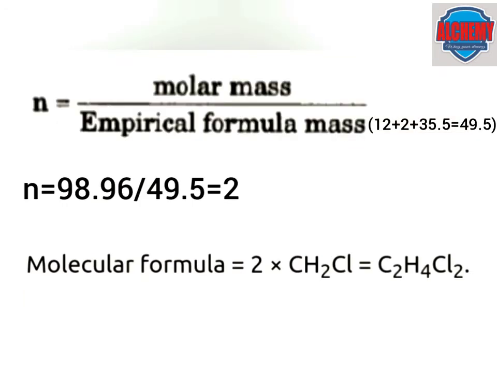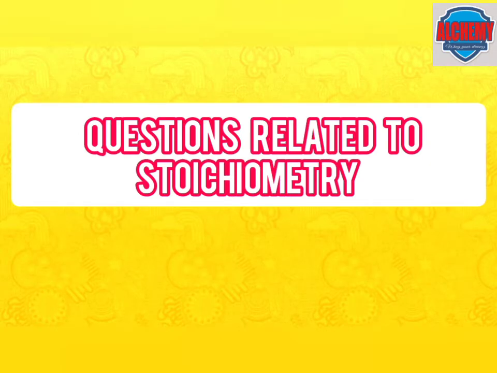Now we should find the value of n. n is given by molar mass divided by empirical formula mass. It is given in the question that the molar mass of the compound is 98.96. The empirical formula mass of CH2Cl is 49.5. Dividing these values, we get n equal to 2. Now we know that the molecular formula is given by n times the empirical formula, that is 2 times CH2Cl, and we get the molecular formula as C2H4Cl2.